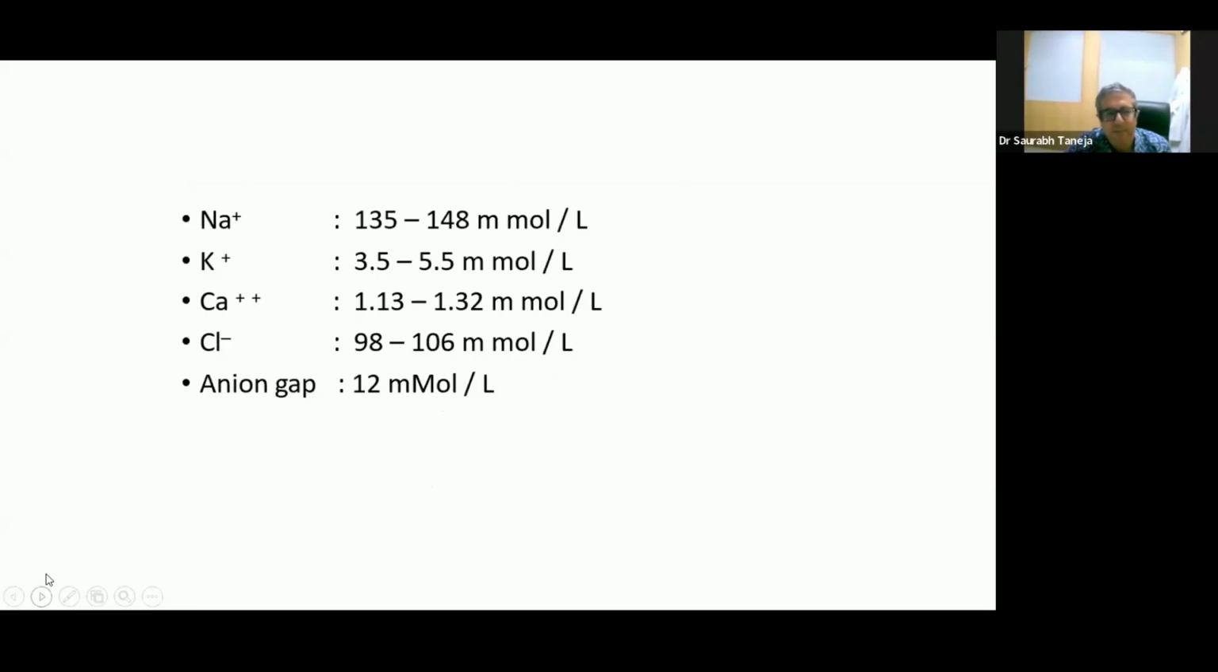So electrolytes are very important. The sodium normally is 135 to 148. Potassium is 3.5 to 5.5. The calcium is 1.13 to 1.32. The chloride is 98 to 106, and the anion gap is 12 millimoles per liter. So when we do a blood gas analysis, we see the pH, we see the PaCO2, we see the PaO2, so that will define a respiratory failure. Then we look for the metabolic parameters like bicarbonate, whether the patient is having metabolic acidosis or not. Then we always look at the electrolytes, the sodium, potassium, calcium, and chloride, and the anion gap.